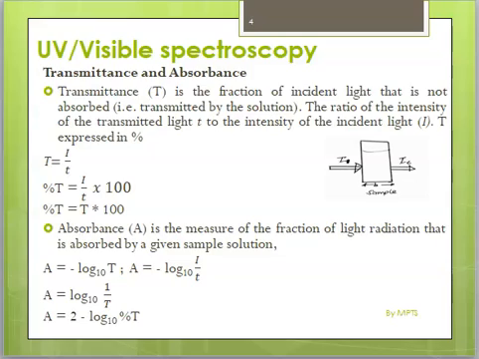Okay. Now, what's transmittance? Of course, transmittance and absorbance. We have said that when UV visible light passes through a sample, it's either absorbed or transmitted. But of course, transmittance is the fraction of incident light that is transmitted, that's not absorbed, and it's calculated as T equals I over I0. It can also be expressed as percentage transmittance.